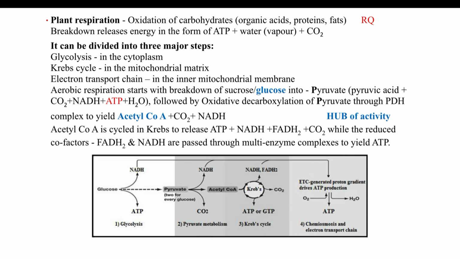Now, where does this ATP come from? Or what is the initial substrate which leads to ATP production? During respiration, plants use carbohydrates. They may also use fats, proteins, organic acids for respiring and generating energy in the form of ATP.